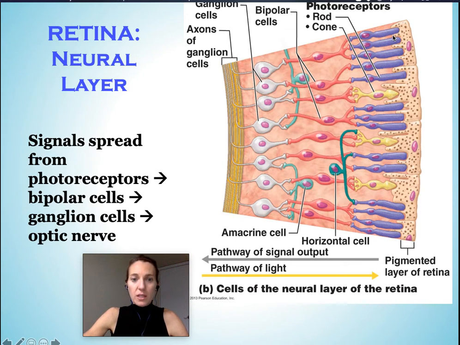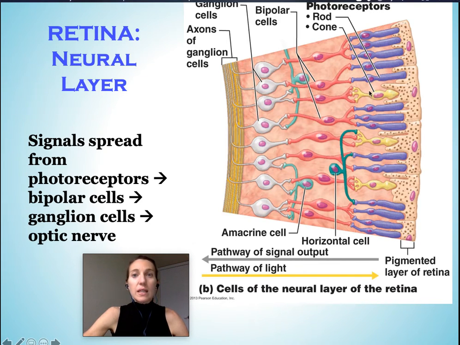So the most posterior aspect of the eye, you have your photoreceptors. So you have rods, and the purple are supposed to be the rods, and you have cones. You have far more rods than you do cones. Rods are going to be responsible for detecting shades of gray, black and white, and the cones are going to be responsible for seeing color.